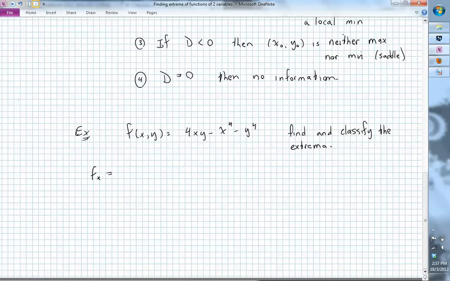So I'm going to go through and compute all of the partial derivatives up to order 2. So the partial with respect to x is 4y minus 4x cubed. The partial with respect to y is 4x minus 4y cubed. The second partial with respect to x is going to be minus 12x squared. The second partial with respect to y, minus 12y squared. And finally, the mixed guy, say, the derivative of x with respect to y, which is just a nice 4.